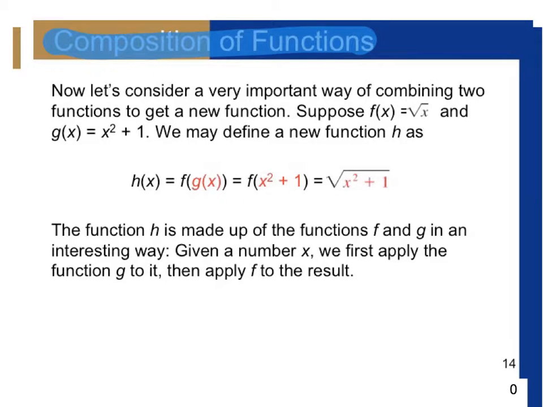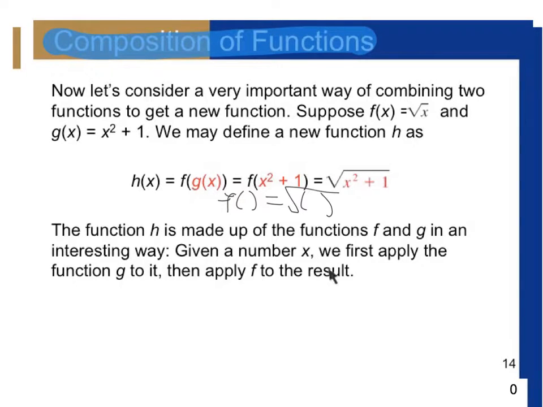So it can be helpful to do this. Write your outer function with blanks. So f of blank equals square root of blank. Then when I put something different in f, like x squared plus 1, I can just put it in the blanks here. Okay, so f of x squared plus 1 is going to be the square root of x squared plus 1.